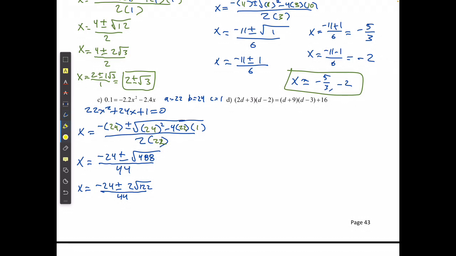And remember, when I am finding a common factor, I look at all three terms, and they have to be outside the radical. Don't include inside the radical. So these are all divisible by 2. So I'm going to say that x is equal to negative 12 plus or minus the square root of 122 over 22, and that's the simplest form.